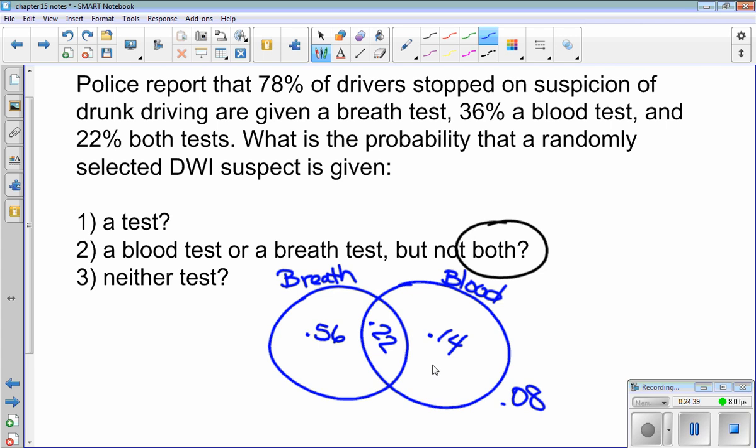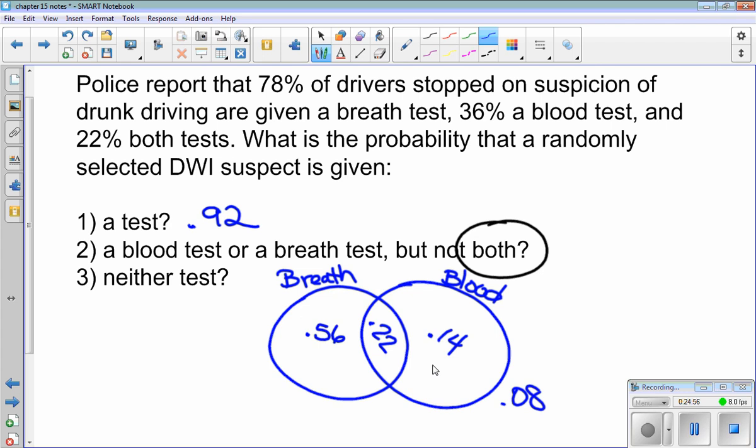What's the probability that they took a test, period? 92%. You're adding all of them, right? One or the other. A breath. Another way to say that is a breath or a blood test. Okay? And that would be 0.92. With the Venn diagram, it's easy to see.